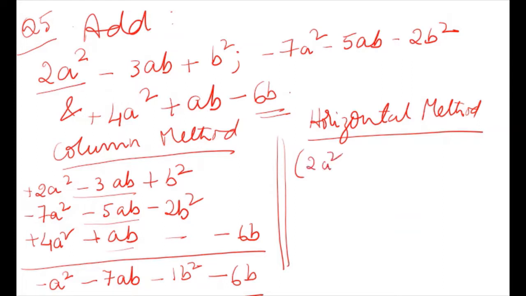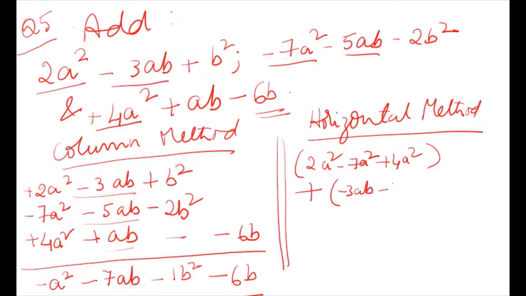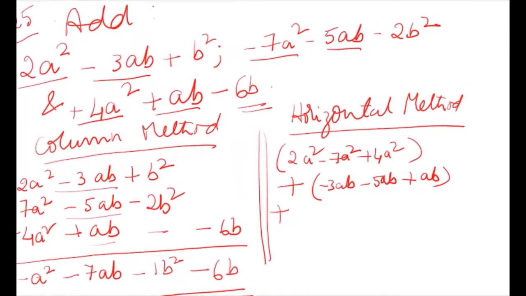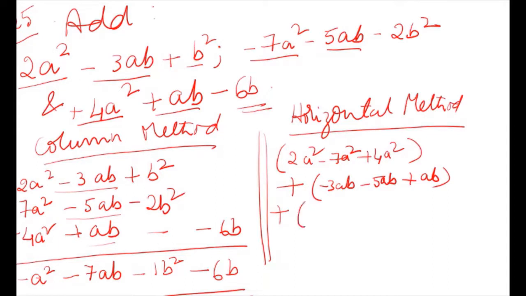So 2a square minus 7a square, then here plus 4a square, plus minus 3ab, then minus 5ab, then plus ab, then you have plus b square, then minus 2b square, and there is no b square term here, and this b term is only here. So plus minus 6b. There is no other b term.